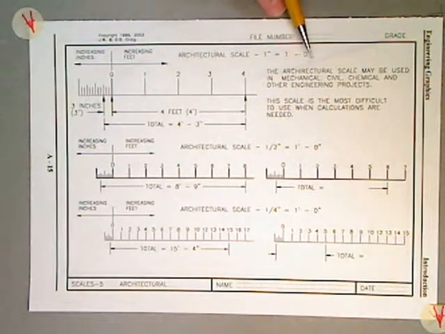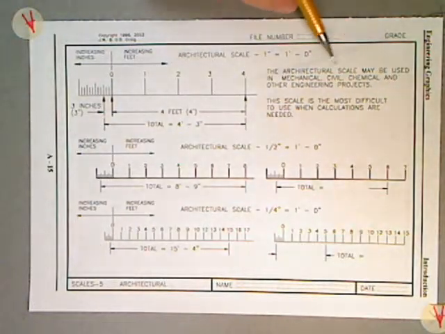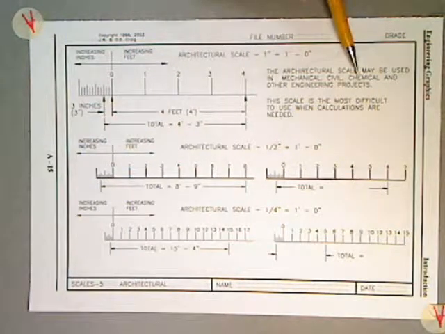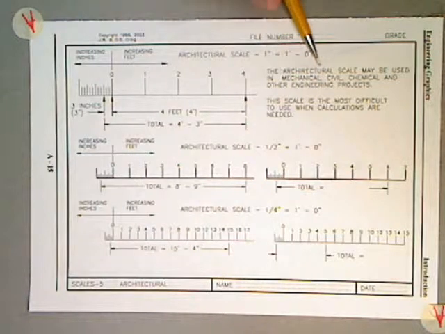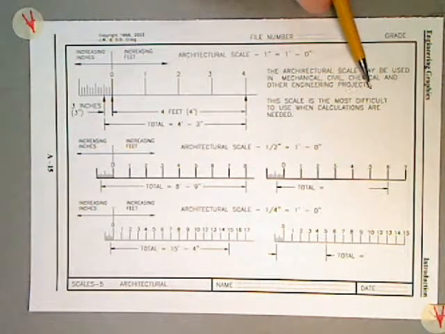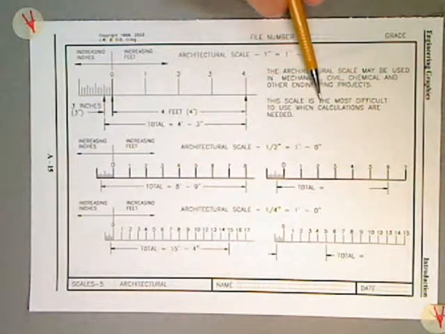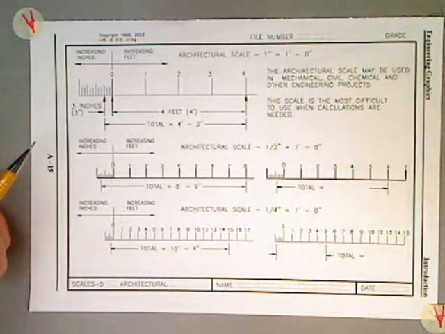The architectural scale may be used in mechanical, civil, chemical, and other engineering projects. Anything dealing with large scale, large objects, it's going to be what you want to use. Structural is also included in there. This scale is the most difficult to use when calculations are needed because it's in feet and inches.